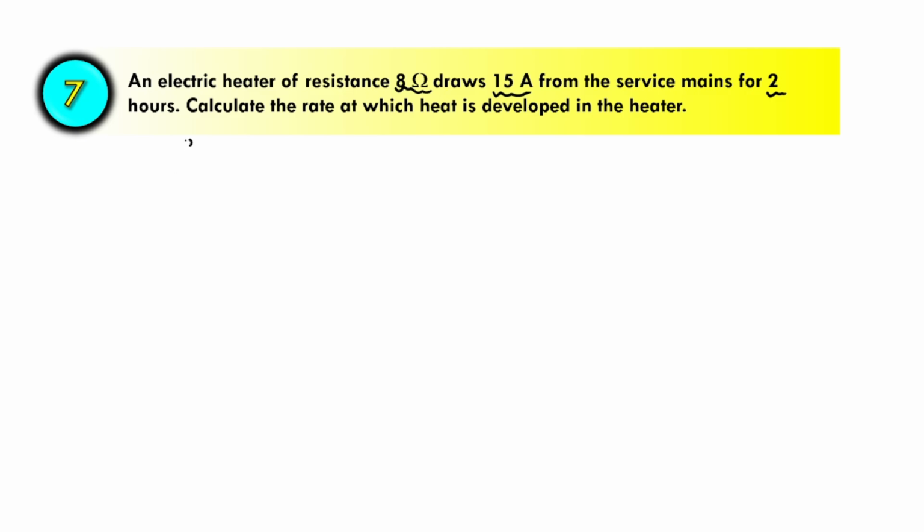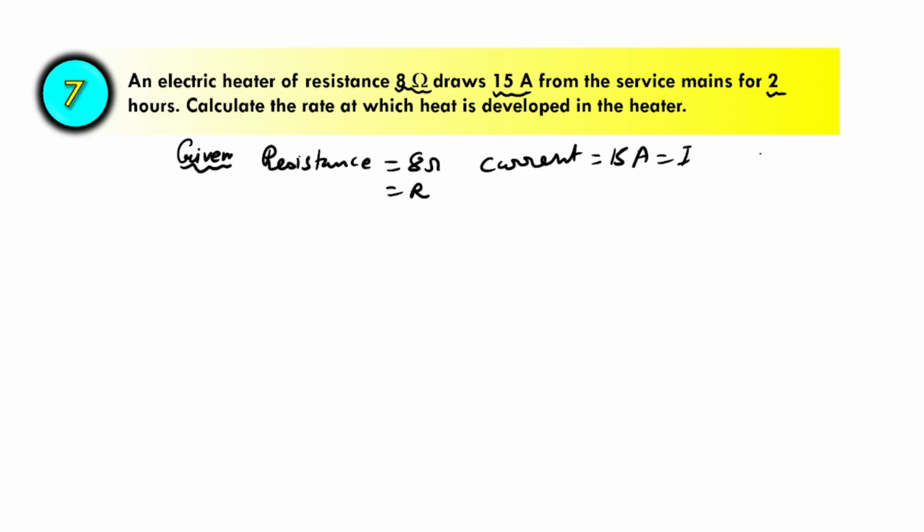So first thing you will do is you will write what is given to you. Child, what all is given? You know the resistance. What is the resistance? It is equal to 8 ohms. What about the current? The current is given as 15 amperes, and put it as I, and this is R. You are also supposed to find out, not power, the heat produced. Time is 2 hours. Okay, 2 hours means 2 into 3600 seconds.